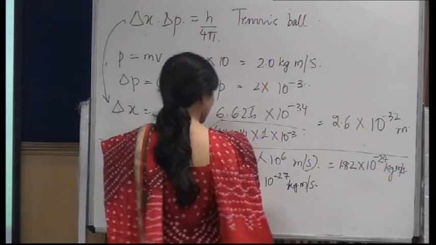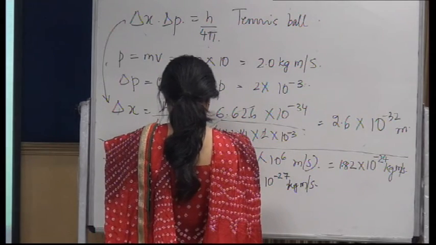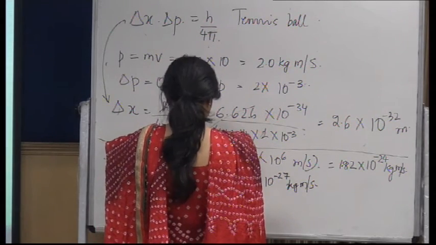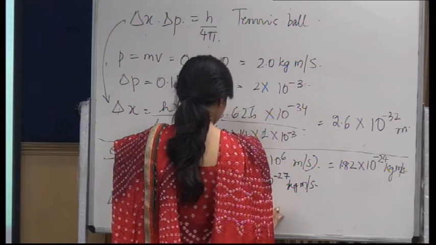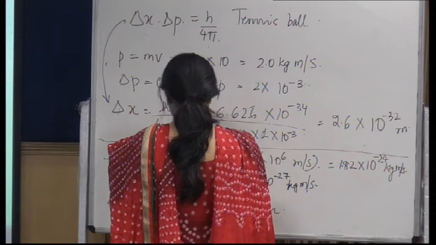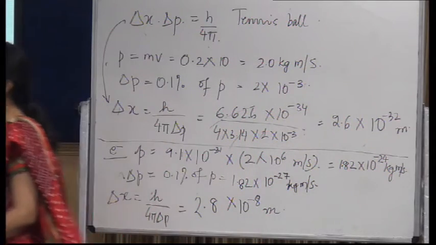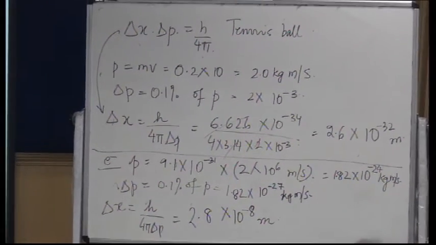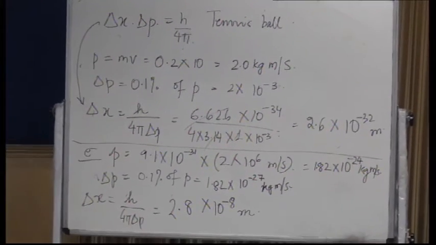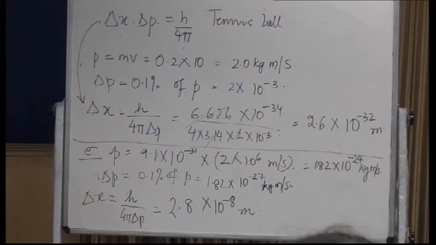So the answer will again turn out to be somewhere equal to 2.8 into 10 to the power minus 8 meters. Okay, this example is even important from your subjective paper point of view, because Heisenberg's uncertainty principle is important. So if you know the uncertainty in momentum, you can easily find the uncertainty in position. So now just look up.